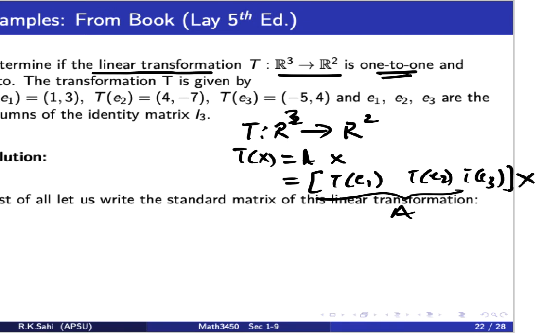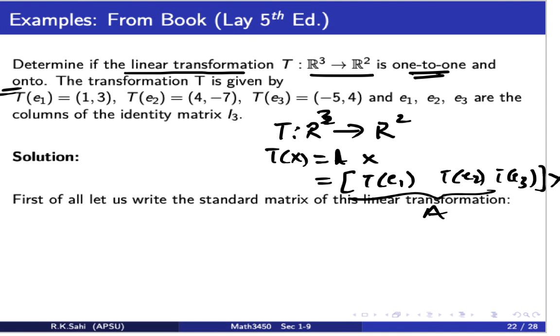So first of all, we're going to write down the standard matrix. Now remember, T of e1, e2, and e3 is already given to us. So T of e1 is what? 1 and 3, 4 and -7, minus 5, and 4. Now, we have got the standard matrix, and we would like to know whether this linear transformation is one-to-one and onto.